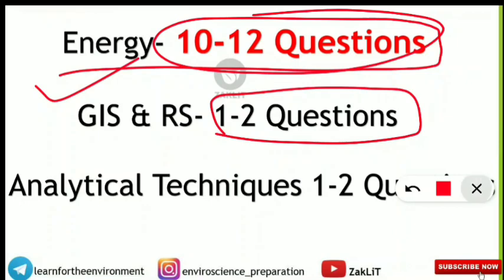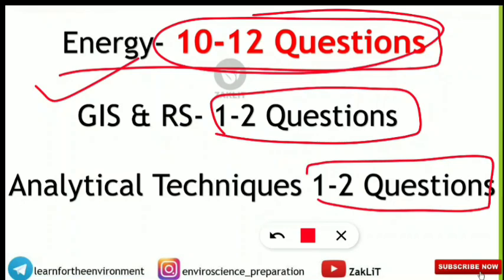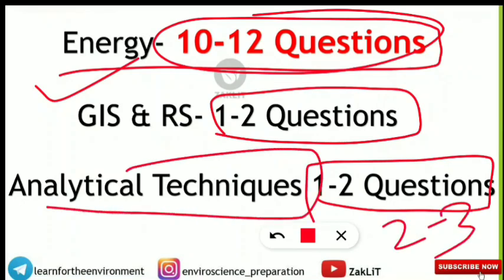Next, coming to the analytical techniques. Yes, again this is from the chemistry. 1 to 2 questions, I will say 2 to 3 actually. Here questions will be from the analytical techniques. Those will include AAS, atomic absorption spectrophotometry, GCMS, flame photometry. Anything can come from these analytical techniques. So this is also an important part.